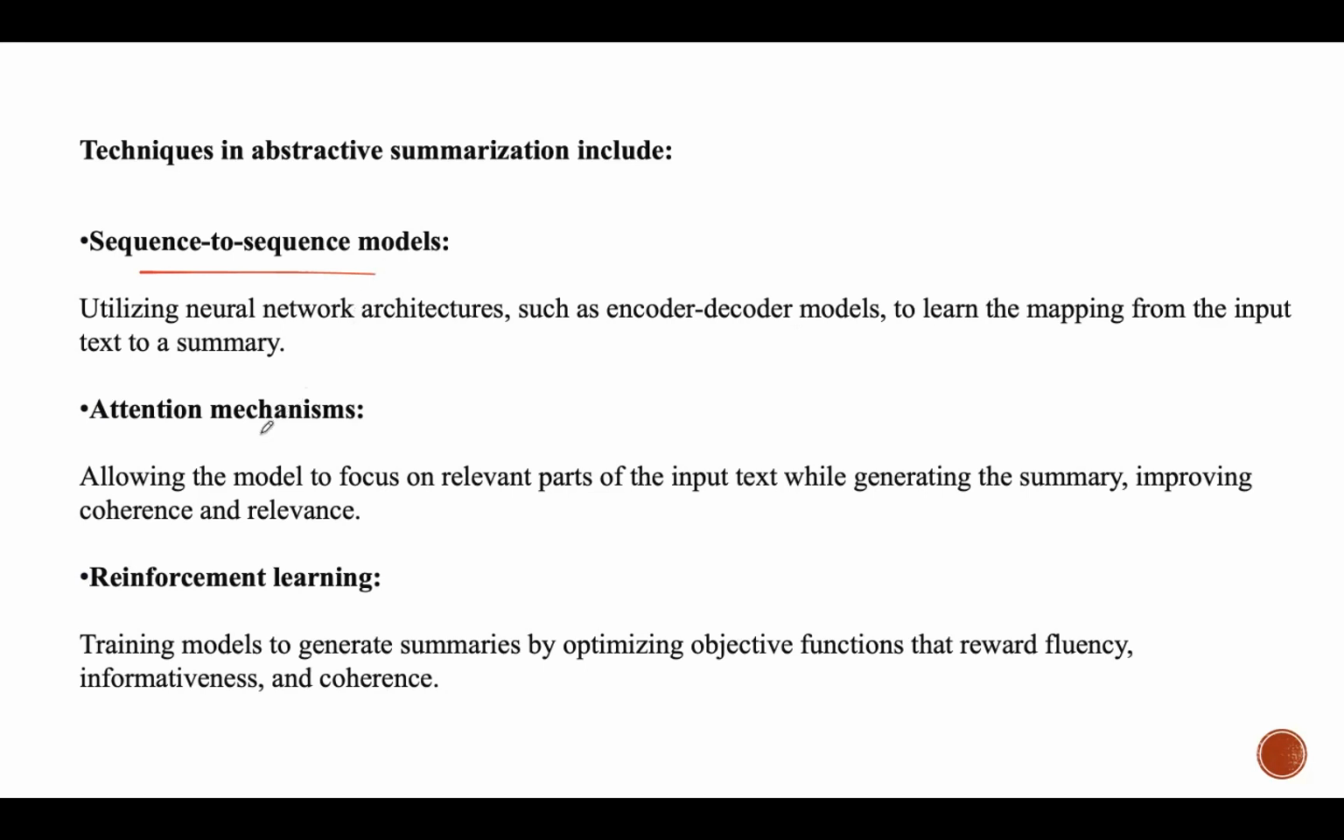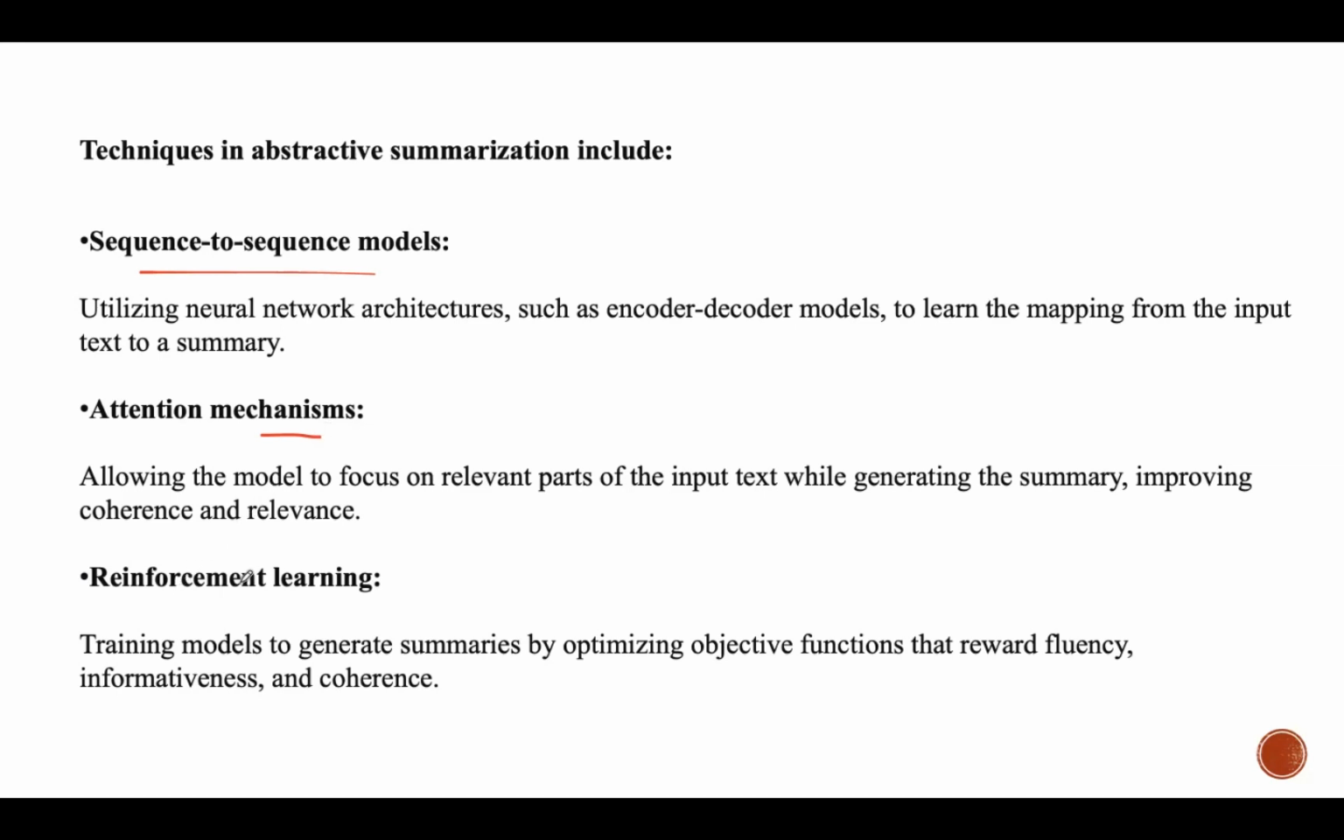Whereas for the second case, the attention mechanism, it allows the decoder to focus on different parts of the input text while generating each word of the summary. So this actually helps the model capture relevant information and produce summaries. So even transformer based architectures like BERT, GPT can be used for abstractive summarization.